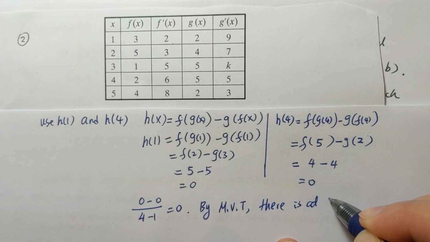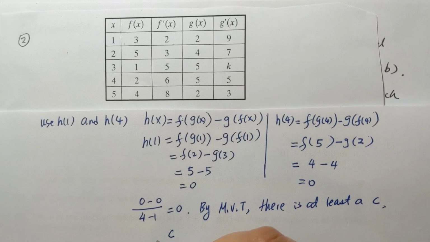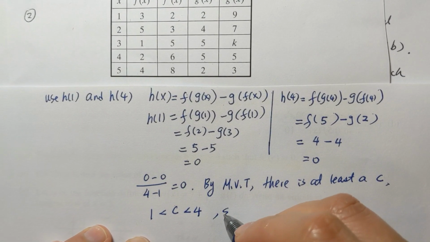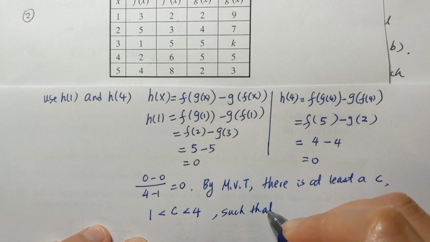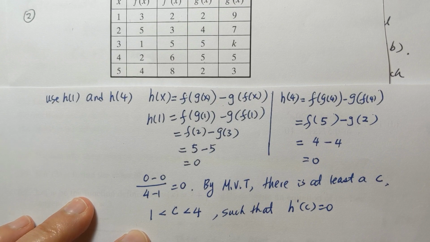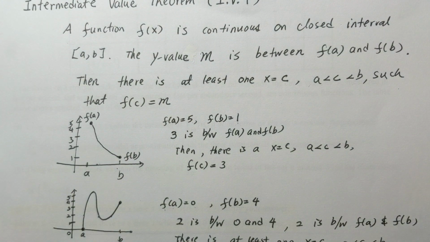there is at least a c. A c is between 1 and 4, never equal to 1 and 4, such that h prime of c equals 0. So we finished question number 2 using the mean value theorem. Let's take a look at the intermediate value theorem.